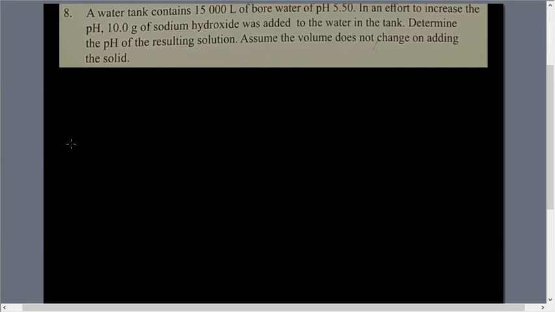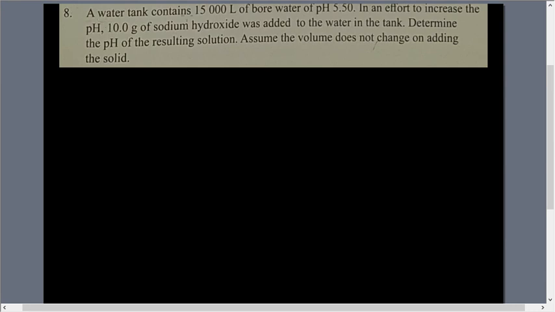Okay, and here we're going with set 13, number 8. This is an interesting one. This is different, and I'll explain why a little later. Essentially, it's very much like an in excess reagent type question. So let's have a look at where we are, what the question is.